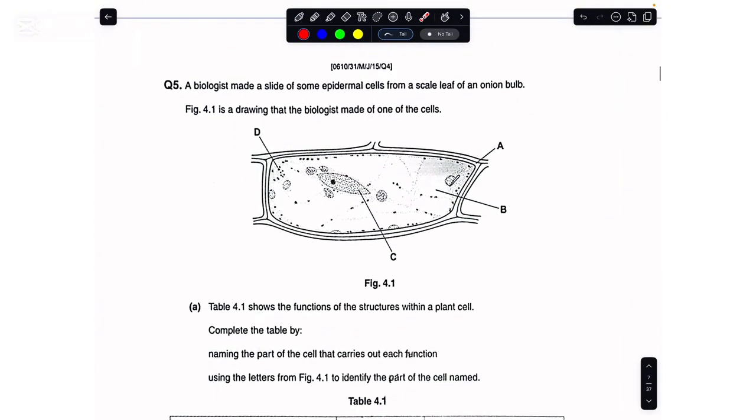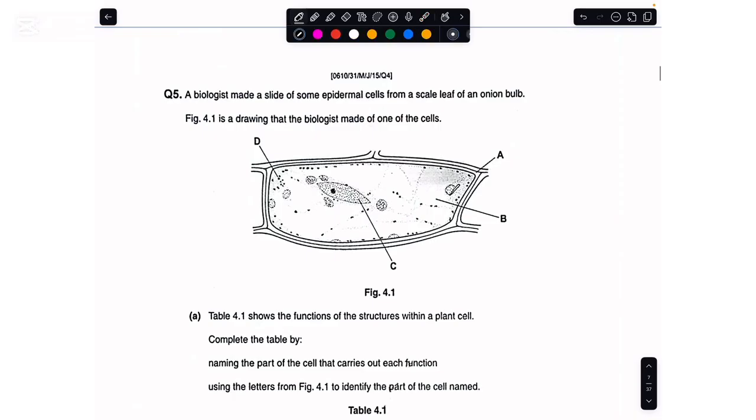Now, if we move further, for question number 5 that came in May, June of 2015, they say that a biologist made a slide of some epidermal cells from the scale leaf of an onion bulb. So we have the onion bulb, and from that, the scientist is obtaining a scale leaf. And then out of the scale leaf, he is showing you the diagram of the epidermal cell.